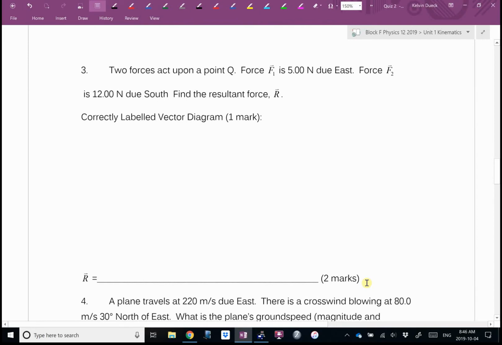Two forces act upon a point Q. Force F1 is 5 newtons due east. I see a compass rose in my future.